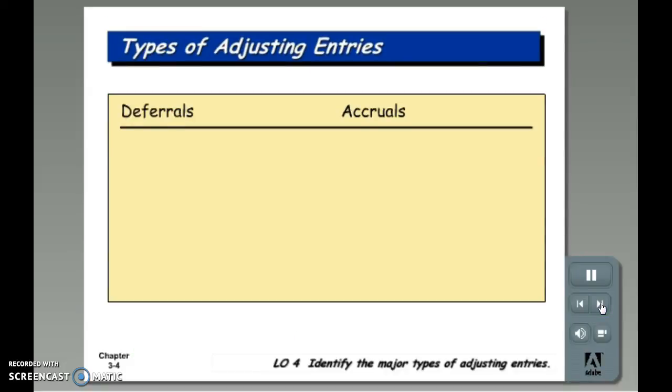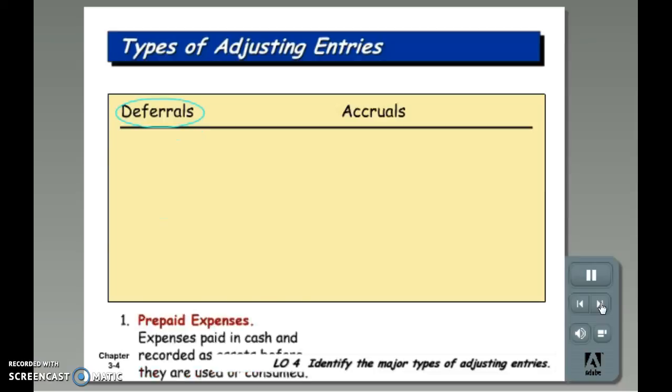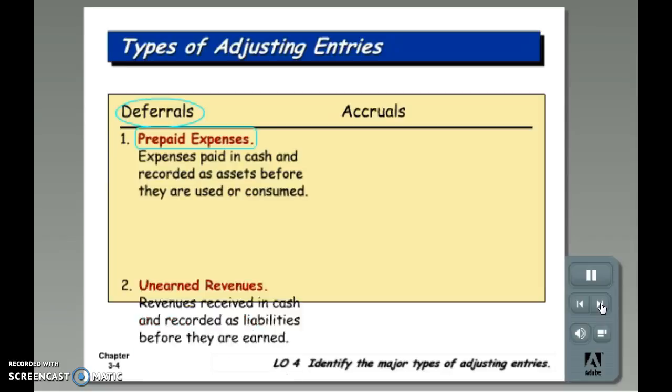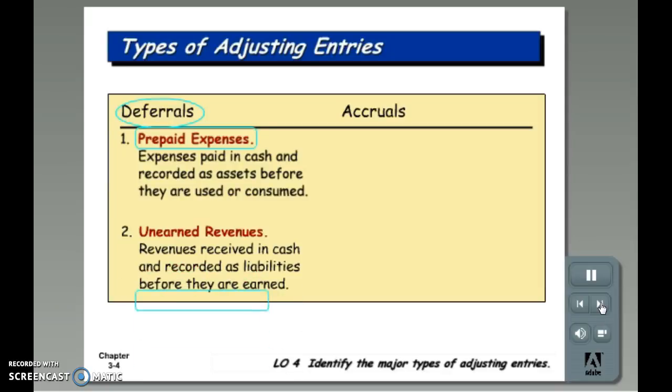There are two main types of adjusting entries: deferrals and accruals. Deferrals can involve prepaid expenses. Prepaid expenses are recorded when companies pay for expenses in advance, or deferrals can involve unearned revenues. Unearned revenues have been recorded if a company has received cash before they have done anything to earn the cash. For example, airline companies have unearned revenues when they have collected payment from passengers before they have taken their flights.